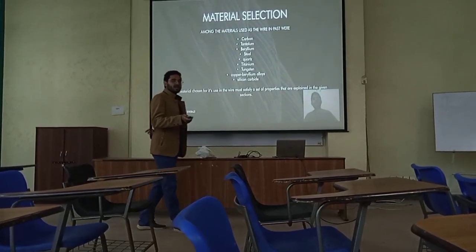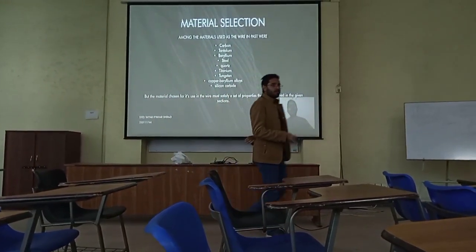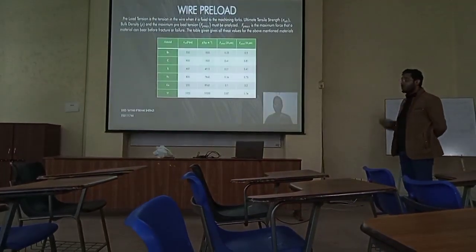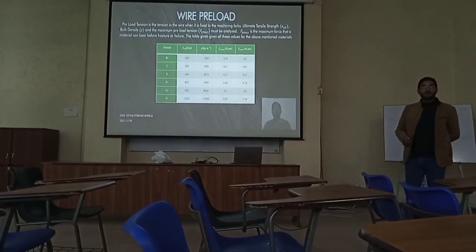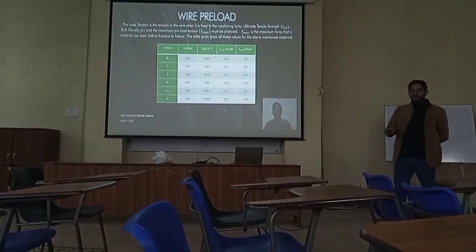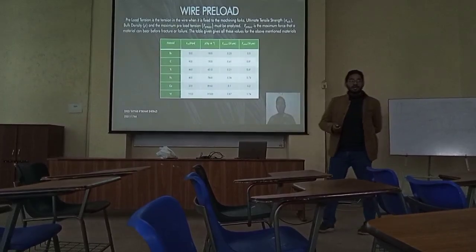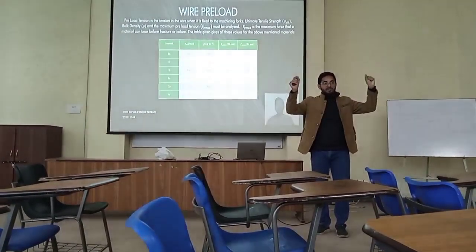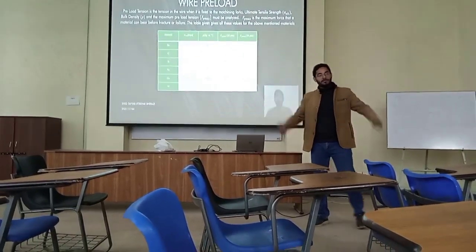Let's talk about the criteria that need to be fulfilled by the materials before getting selected as the appropriate material. So the first thing is the wire preload. The wire that is being used must be strong enough to bear the load, like we need to fix the wire on the box, and it must be strong enough to be there.